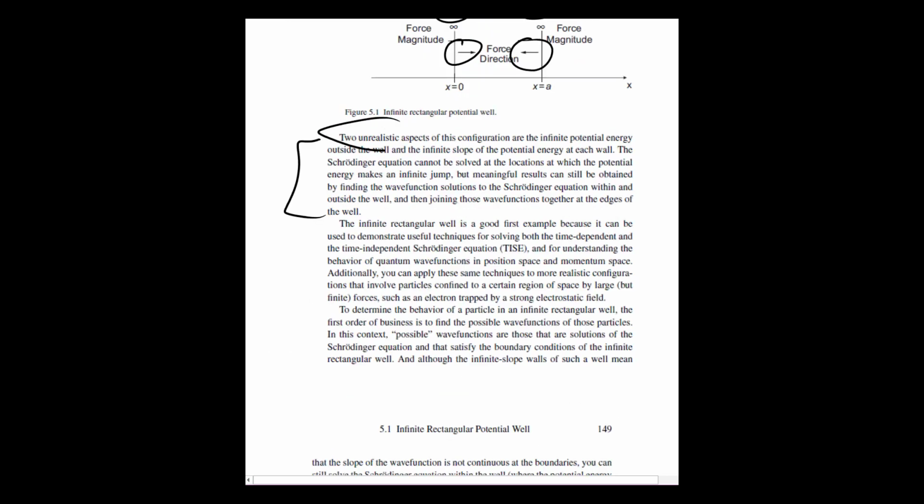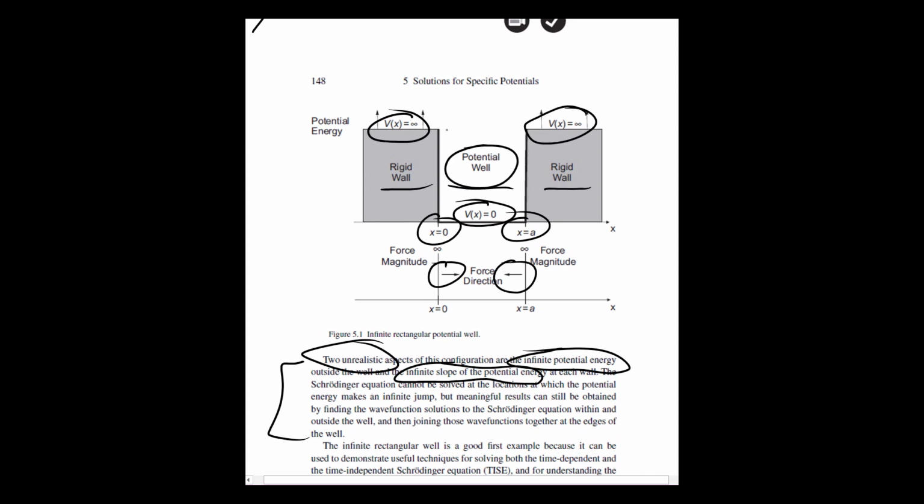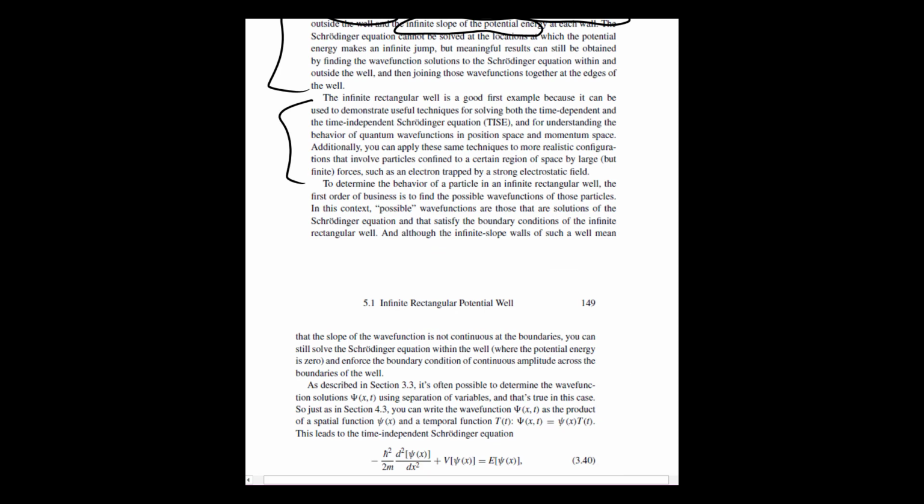This paragraph does point out two unrealistic aspects of this configuration. First of all, you cannot really have infinite potential energy outside the well, nor can you have an infinite slope of potential energy at the walls. But what we're going to do is solve the Schrödinger equation inside the well and then solve it again outside the well and join those solutions together at the boundaries of the well. And as it says here, it's a good pedagogical example. You can learn a lot from this, and some of the techniques you learn here you can apply to more realistic configurations, such as electrons trapped in a strong electrostatic field.